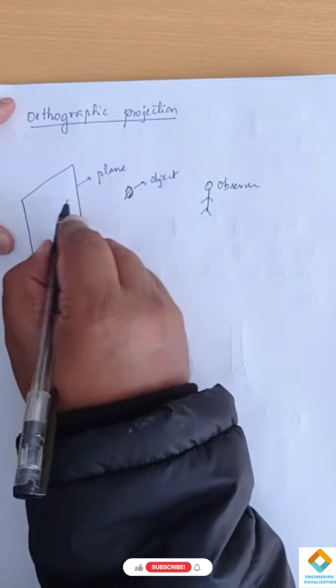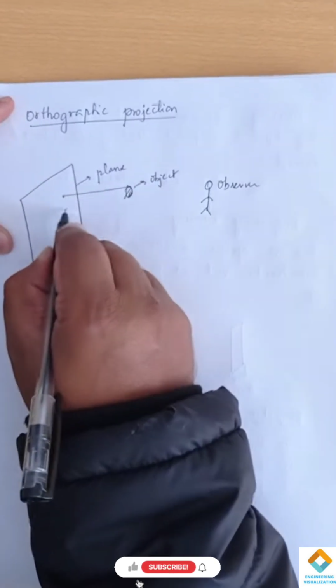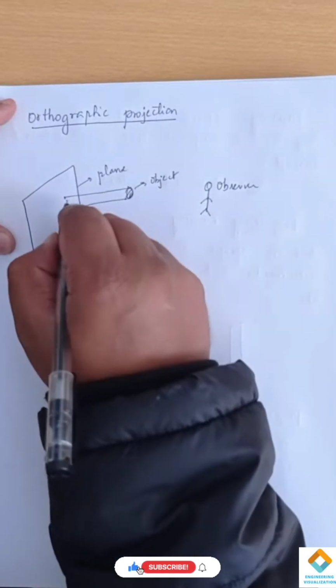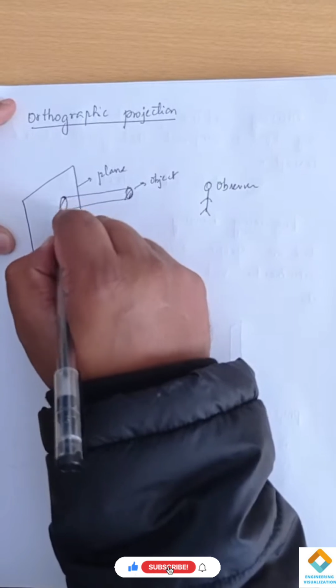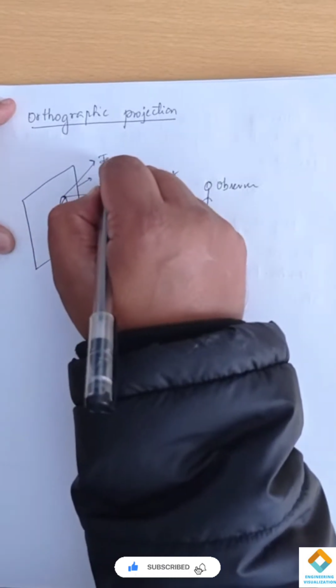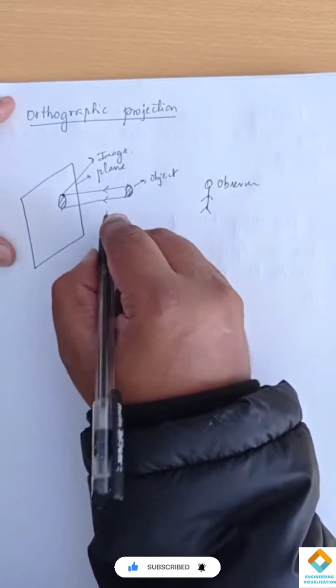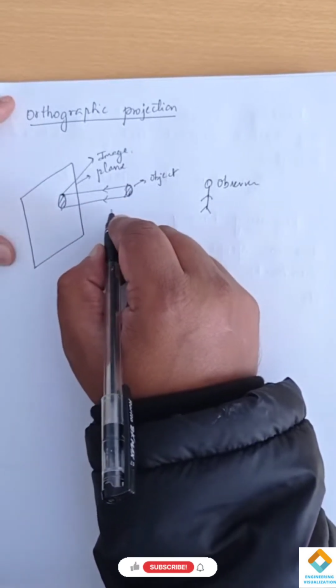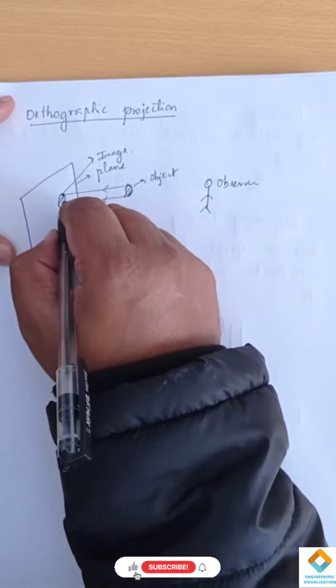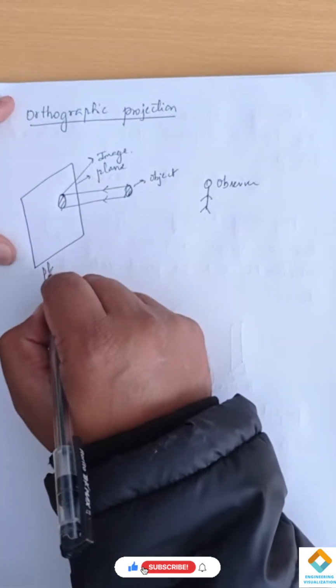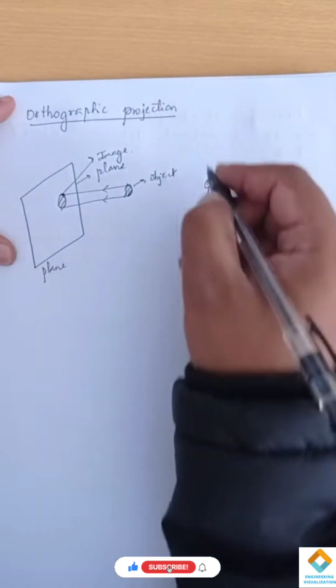We know that the projector lines or rays fall on a plane to form an image. If these projector lines remain parallel and become perpendicular to this plane, we call that an orthographic projection.